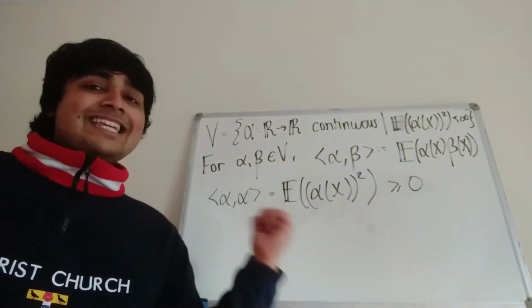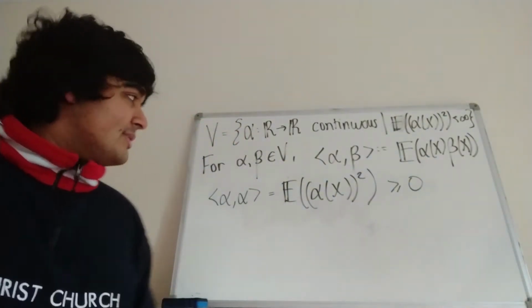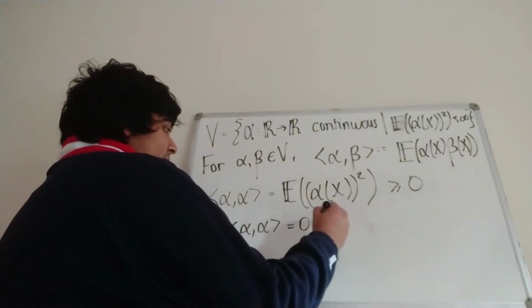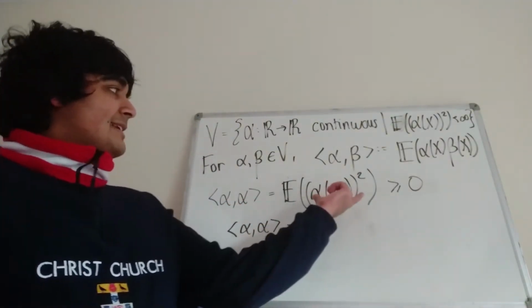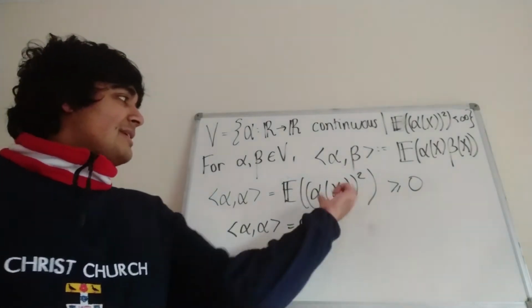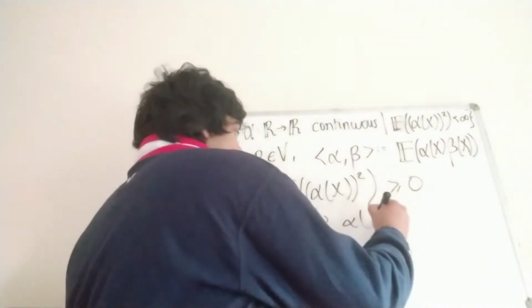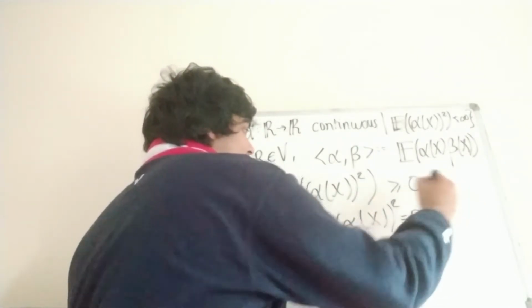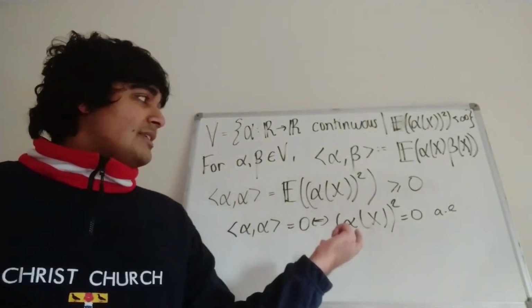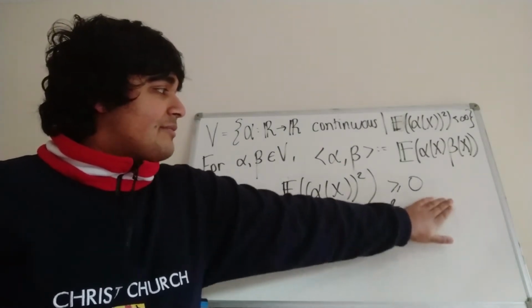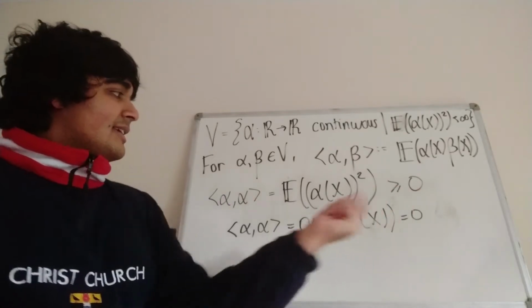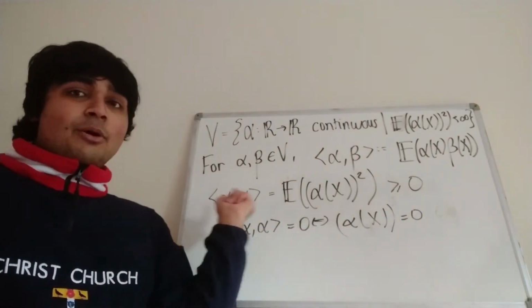Now we've got to check that it equals 0 if and only if alpha equals 0, but that's not too difficult to see. The inner product of alpha with alpha equals 0 if and only if this expectation equals 0, but that means that alpha(X) all squared equals 0 almost everywhere. But because alpha is a continuous function, we can get rid of the almost everywhere, and of course square rooting both sides gives us alpha equals 0.